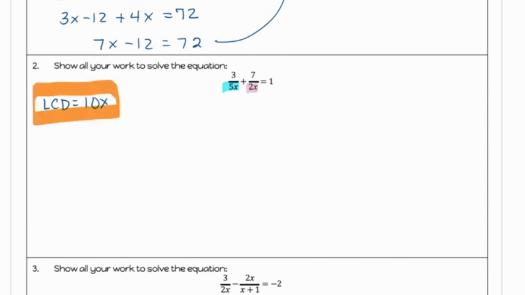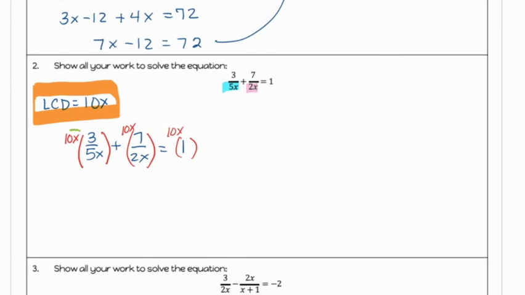So what I want to do is I'm going to rewrite again. I rewrite my equation and I'm going to multiply every single piece by 10x. So I'm multiplying all those 3 pieces by 10x. And now here is what happens.